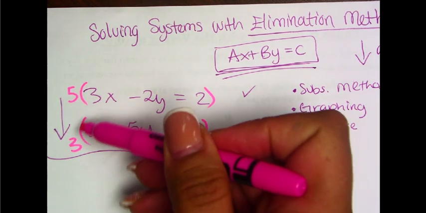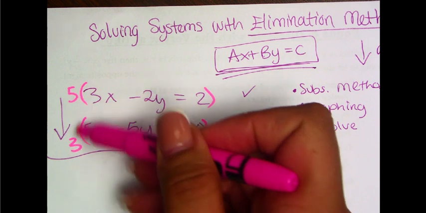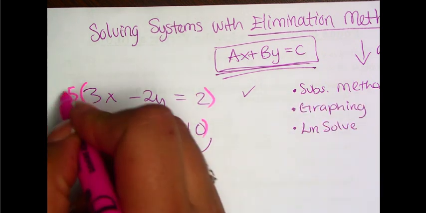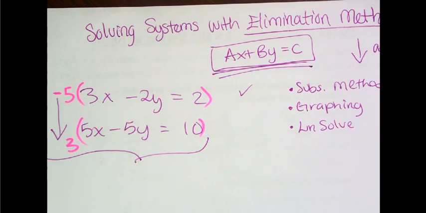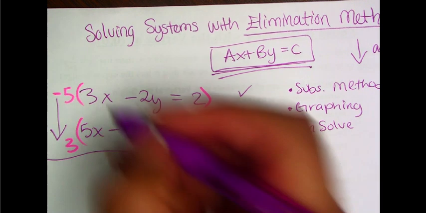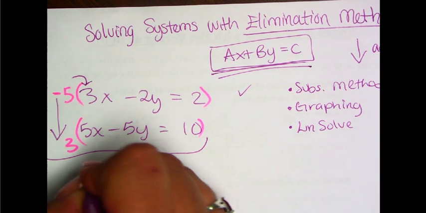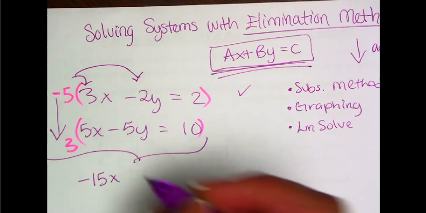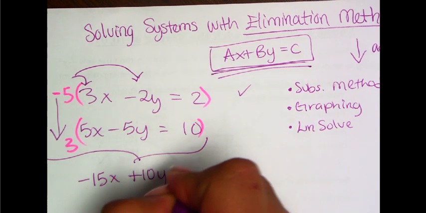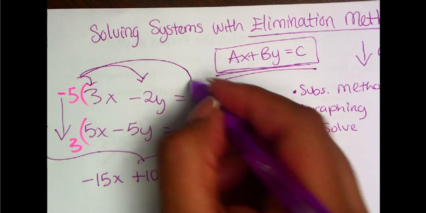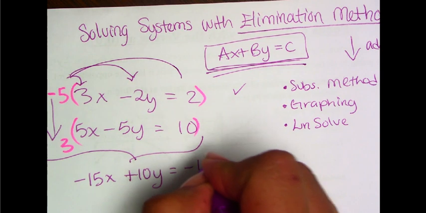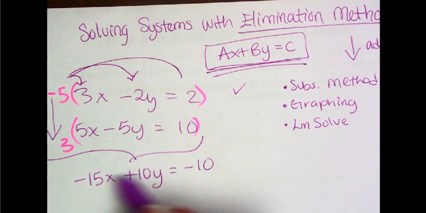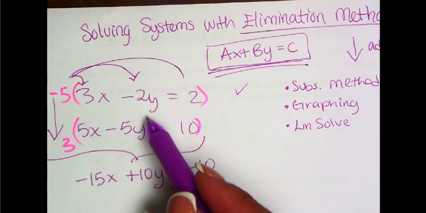But we also want them to cancel, so one of them has to be negative and the other one positive. Let's just say we want to put a negative on the top one. When we multiply negative 5 times 3, we get negative 15x. Then negative 5 times negative 2 is positive 10y. And then negative 5 times positive 2 is negative 10. So this is the new version of the top equation.